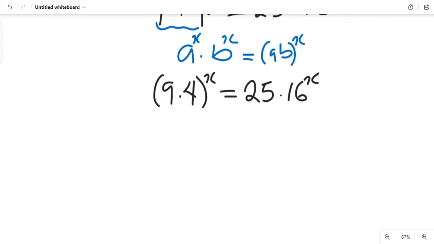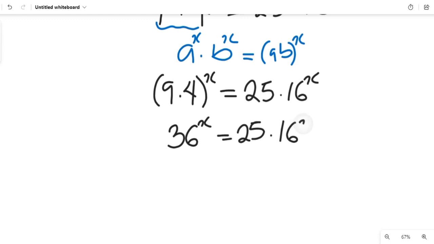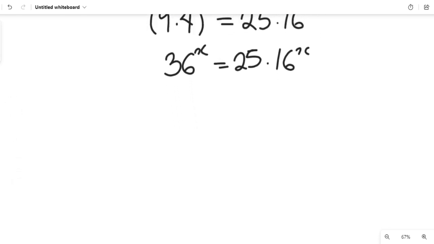Good. Now, what we need to do is to simplify this. This will give us 36 to the power of x, and this will be equal to 25 multiplied by 16 to the power of x. Fine. So having gotten to this point, the only way we can solve this is to take the logarithm of both sides. We can take either the normal logarithm or the natural logarithm of both sides. Now let's take the natural log of both sides.